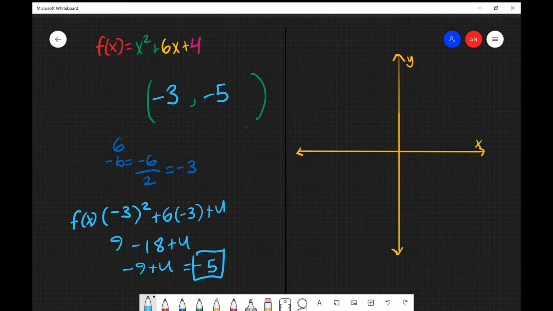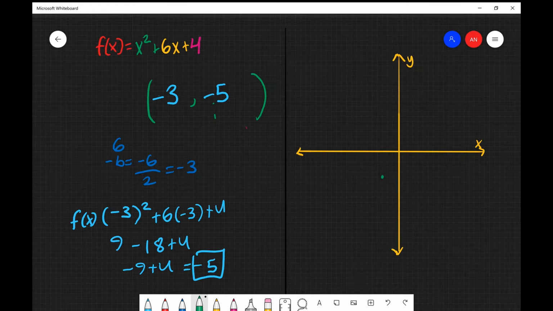Let's plot that point with green on our graph. 3 to the left, 1, 2, 3, and 5 down, 1, 2, 3, 4, 5. And that's our vertex point.